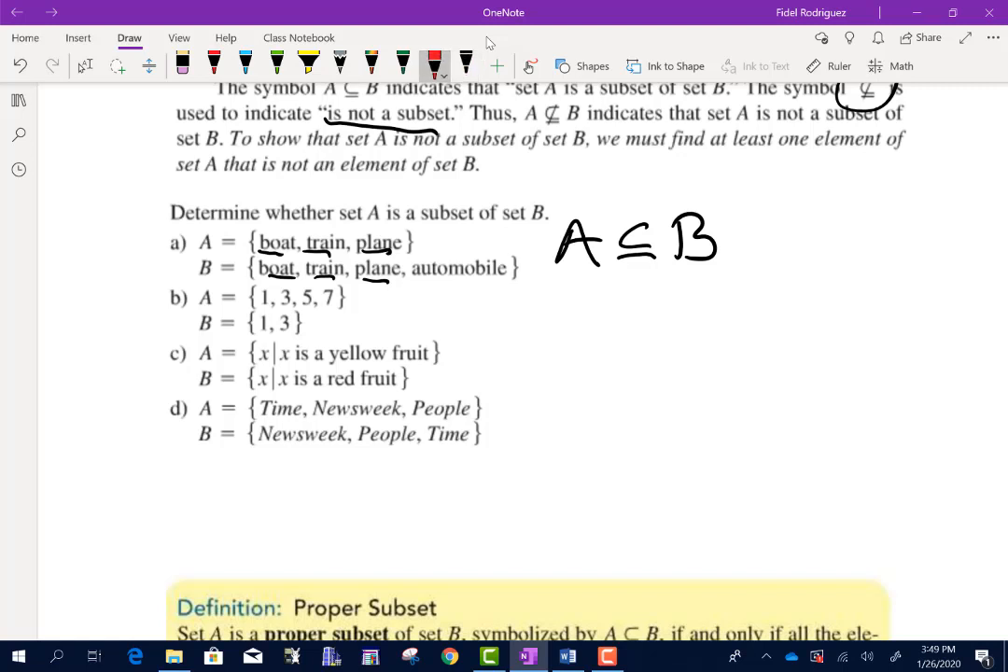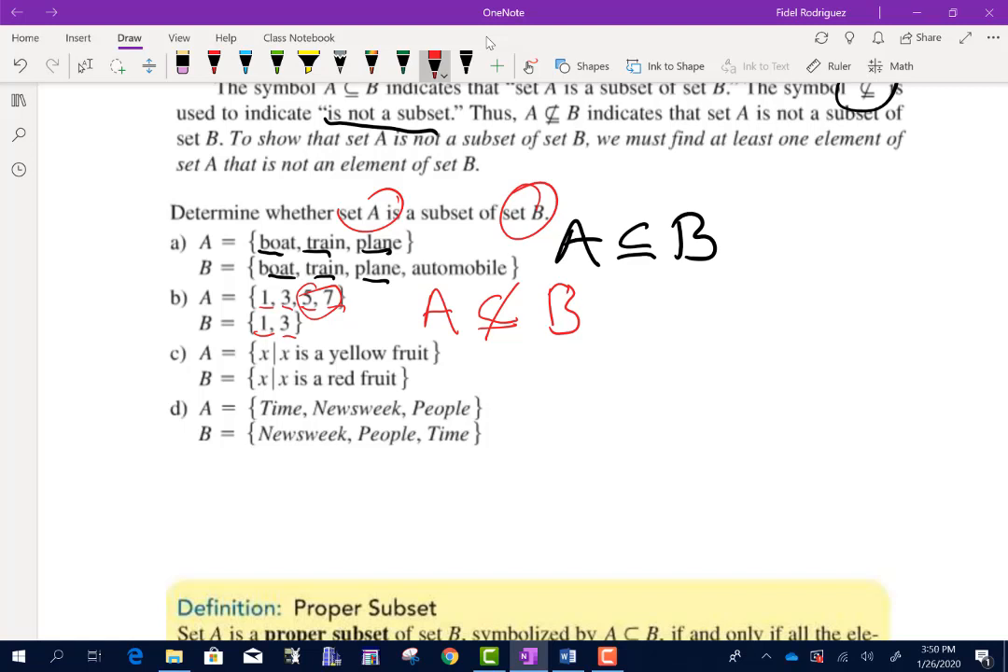Let's do the same thing for the next one. Can these four guys here, all of them, be found in here? No, they can't, because 5 and 7 are not in there. So we would say here, A is not a subset of B, okay? If you notice, the other way around it would work, right? B is a subset of A because both these guys are here. But it's just asking us, number one, is A a subset of B. Okay, let's take a look at the next one.